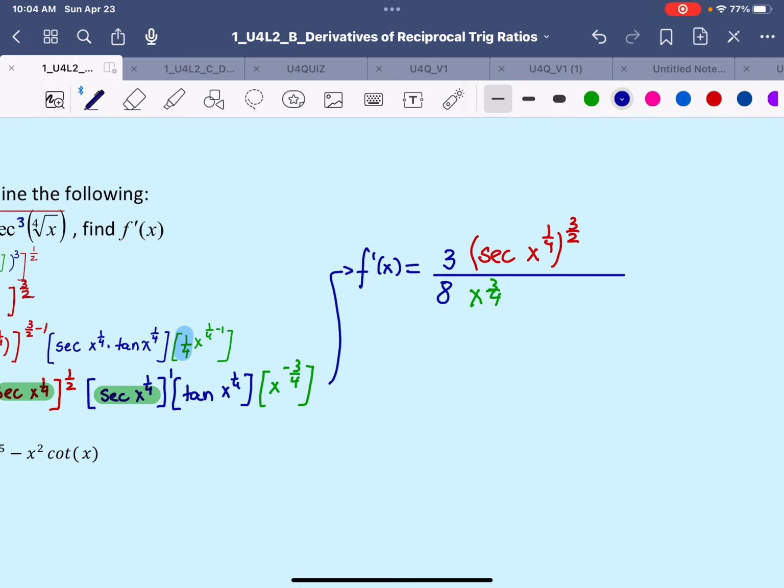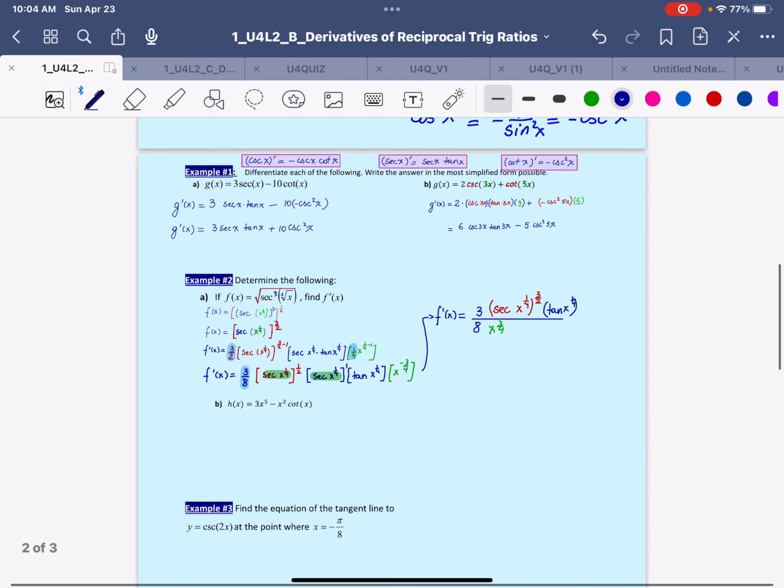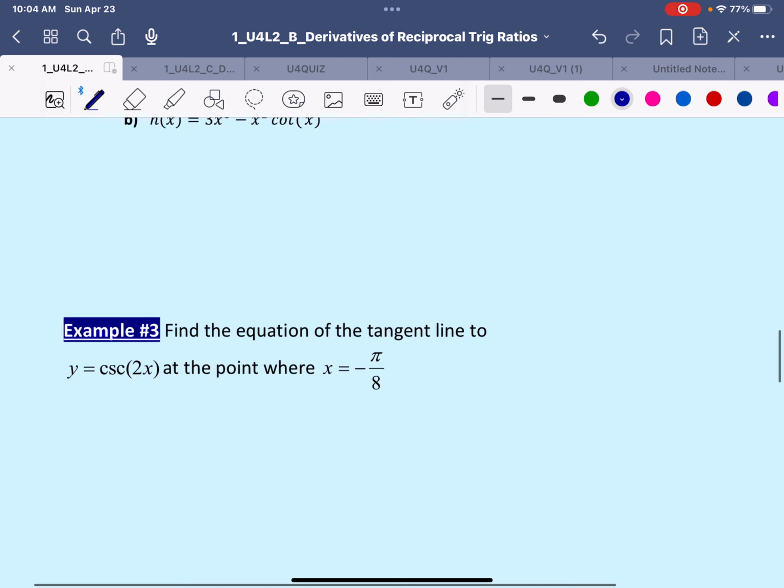Just going to be consistent here with all the colors. Okay. And there you go, voila. Now, let's continue with the next example.